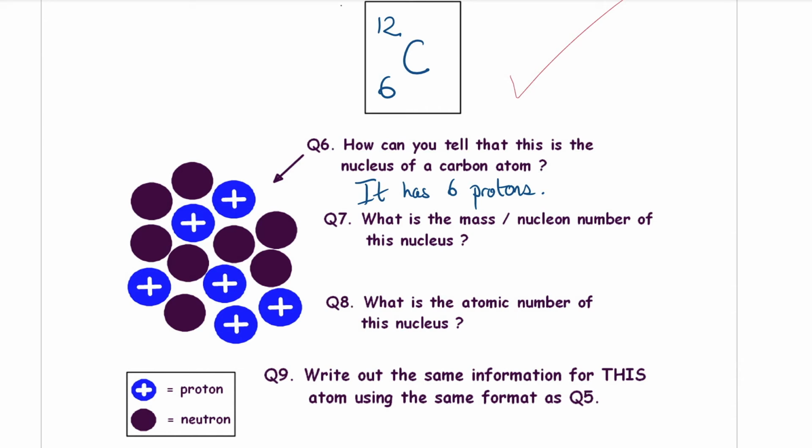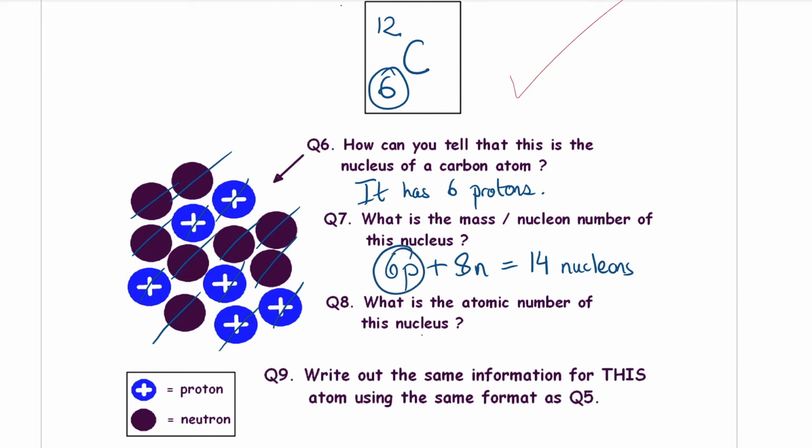What's the mass or nucleon number of this nucleus? Let's just check now. We've got 1, 2, 3, 4, 5, 6 protons. 6 protons. How many neutrons? 1, 2, 3, 4, 5, 6, 7, 8. Okay, 8 neutrons. So we've got 14 nucleons altogether. So the mass number or nucleon number is 14. What's the atomic number? The atomic number is the number of protons. It's that there. So the atomic number is 6.